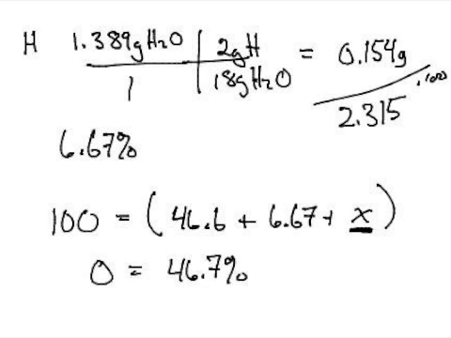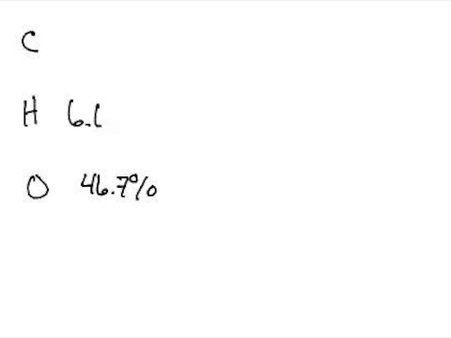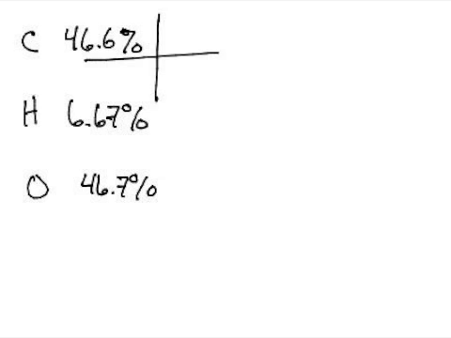Now I have percentages. Percent to mass, mass to mole, divide by small times to whole. So let's go through this here. I'm going to do my carbon, my hydrogen, and my oxygen. Now from my percentages, the oxygen was 46.7%. The hydrogen was 6.67%, and the carbon was 46.6%. Now I'm going to convert.